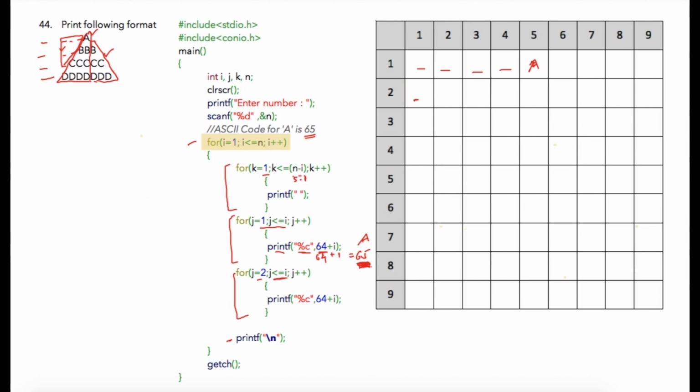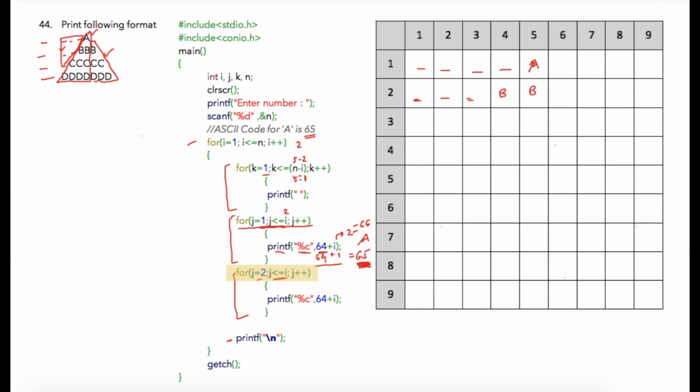So this part will be skipped, and because of this printf, the cursor will move on to the next line, and in the next iteration I will be 2. So the loop for k will execute for 5 minus 2 times, that is 3 times. So 3 spaces will be printed, and in the next loop, because I is 2, this loop will be executed twice, and inside this loop, because I is equal to 2, 64 plus 2 will be equal to 66, and the character value for 66 in the ASCII table is capital B. So capital B will be printed twice, and then this loop will get completed.